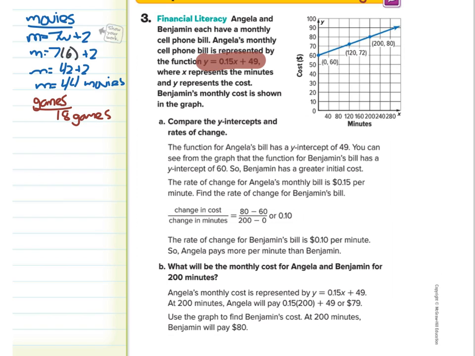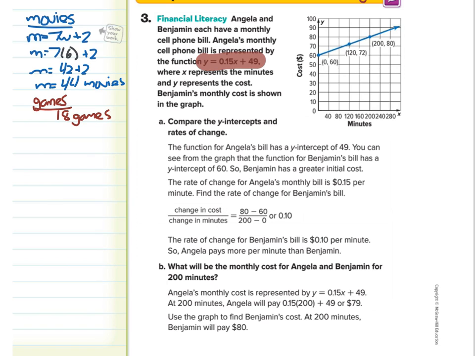Well, like example 1, we're going to take 2 points, and they decided to take (0, 60) and (200, 80). They looked for their change in cost, 80 minus 60. Their change in minutes, 200 minus 0. And you would get 20 over 200. And 20 divided by 200 is 10 cents. So the rate of change for Benjamin's bill is 10 cents per minute.